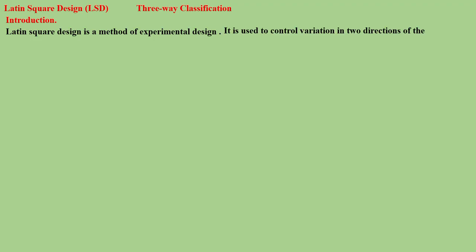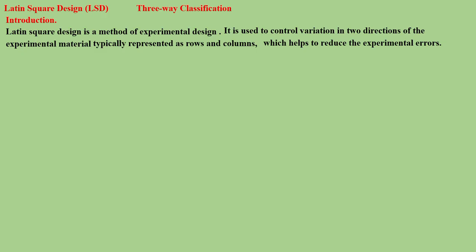Next, Latin square design or three-way classification, LSD. Latin square design is a method of experimental design. It is used to control variation in two directions of the experimental material, typically represented as rows and columns, which helps to reduce the experimental error.